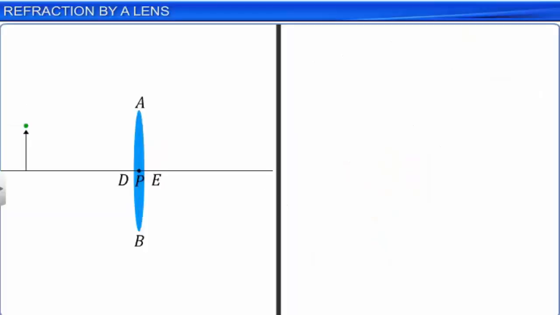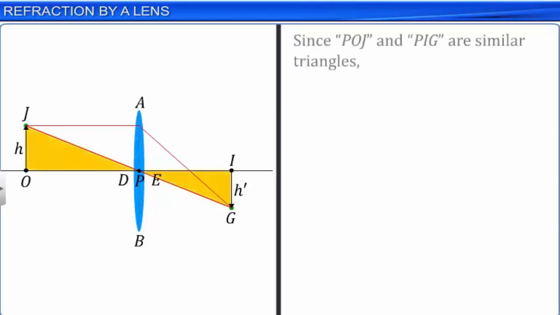Now place an object OJ of height h before a double convex lens. Let IG be its image and of height h'. Since the two triangles POJ and PIG are similar triangles, we can write that IG by OJ is equal to PI by PO.